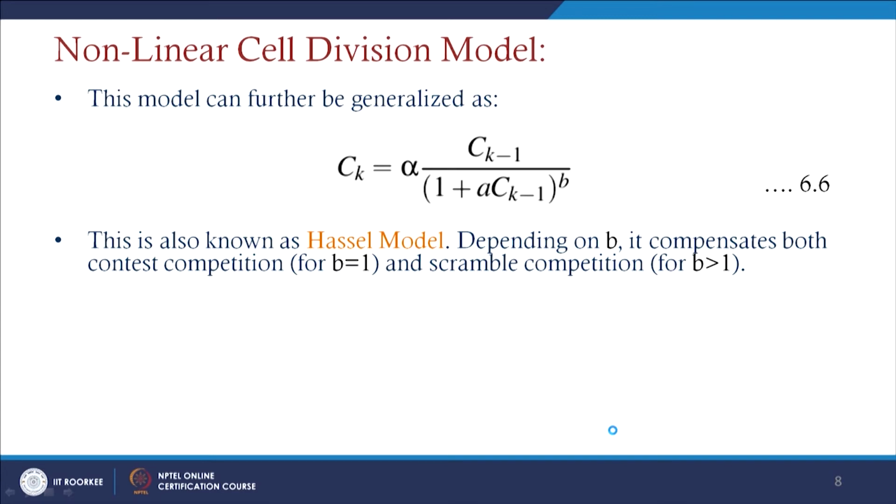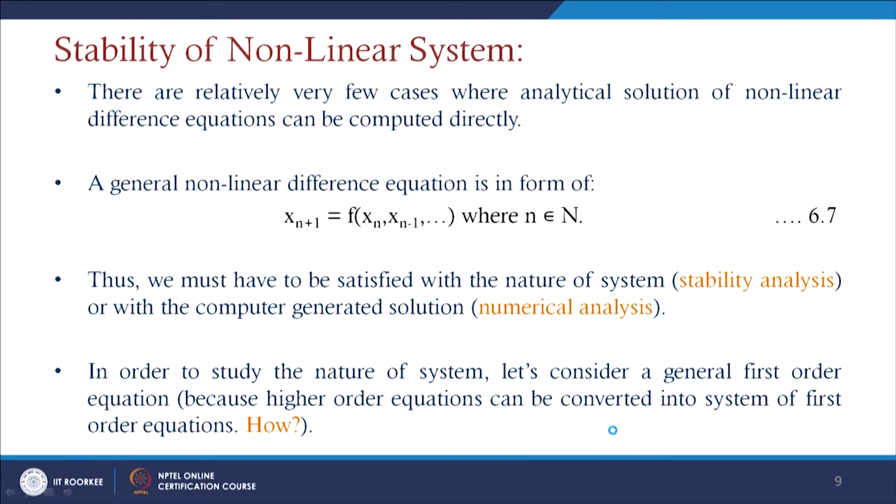This is also known as the Hassell model. Depending on B, it compensates both contest competition for B equals 1 and scramble competition for B greater than 1. Then we will go for the stability of this nonlinear system. There are very few cases where an analytical solution of a nonlinear difference equation can be computed directly. A general nonlinear difference equation can be represented as x_{n+1} as a function of x_n, x_{n-1}, up to x_1, where n belongs to N.